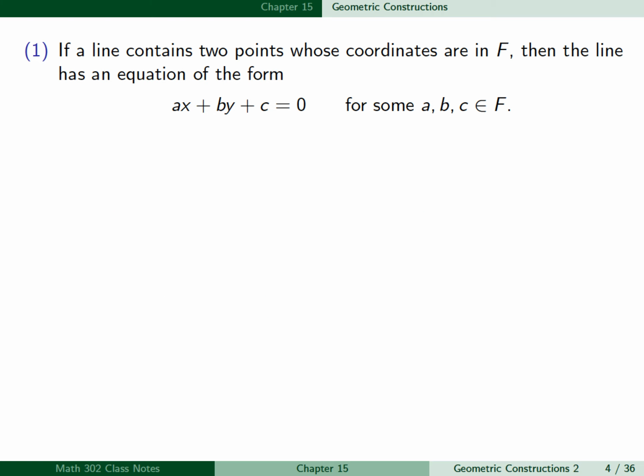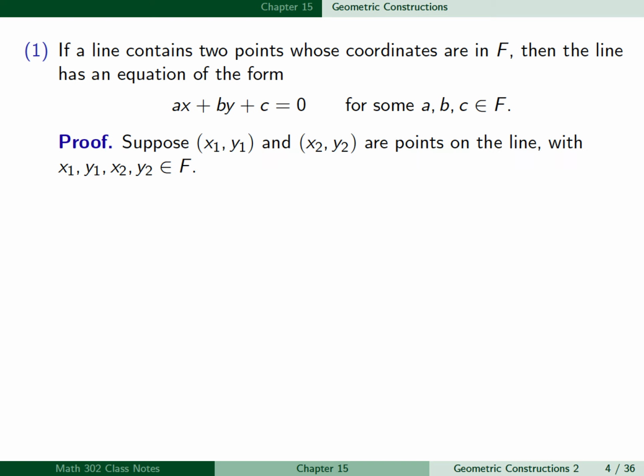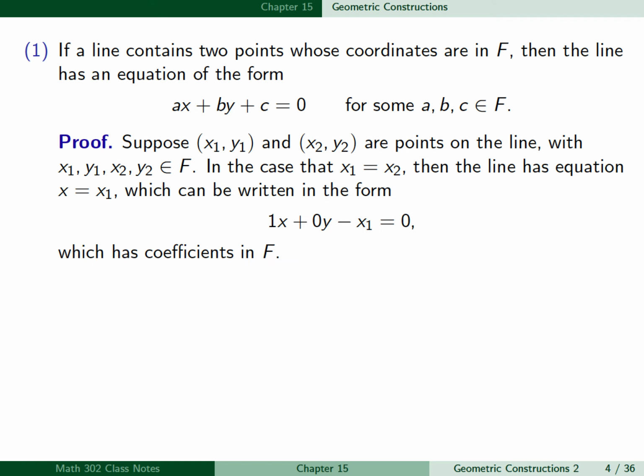We'll start the proof by proving 1. So we have a line containing 2 points whose coordinates are in F. Let's suppose that (x1, y1) and (x2, y2) are points on the line with x1, y1, x2, y2 all belonging to F. Now in the case that x1 equals x2, then the line is vertical and has equation x equals x1, which can be written in the form 1 times x plus 0 times y minus x1 equals 0, which has coefficients in F.